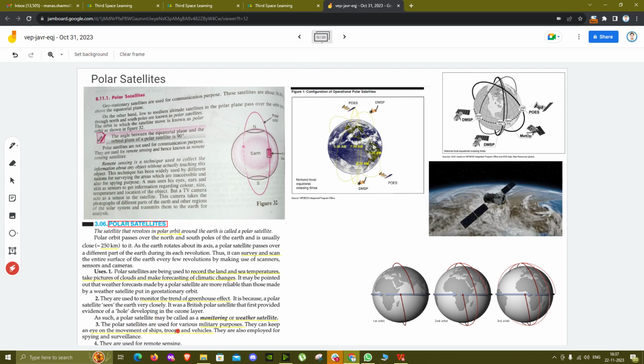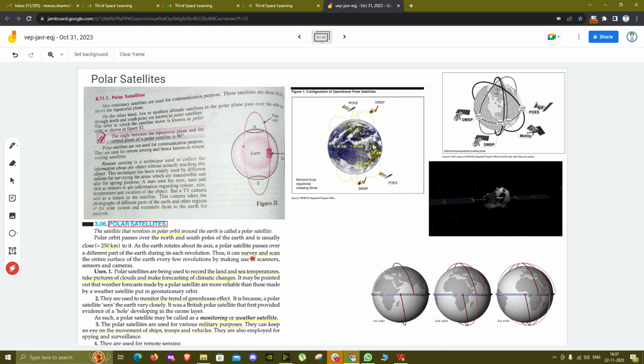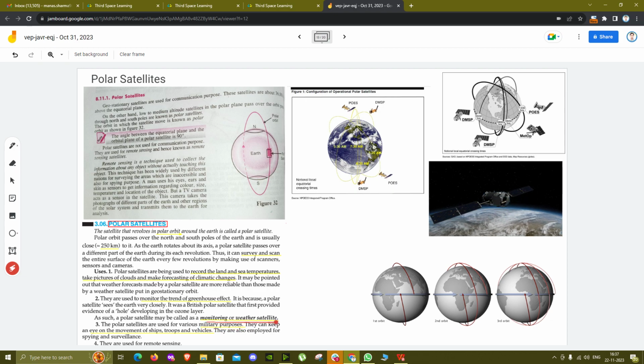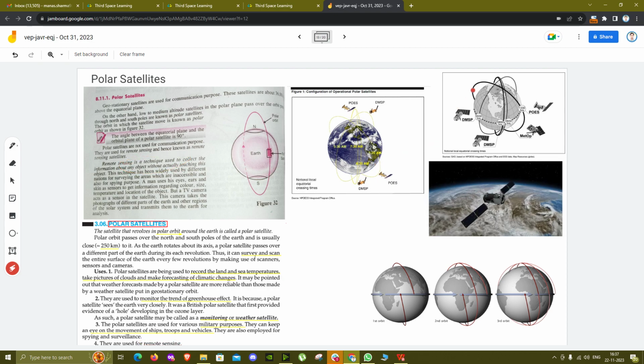Now, polar satellites are also used for military purposes. This is for obvious reasons, because polar satellites can take pictures of different locations of the Earth. So all military nations use these satellites for military purposes. They can keep an eye on the movement of ships, troops, and vehicles, and for spying and surveillance. And they are used for remote sensing, that we already know. So this was all about the polar satellites.